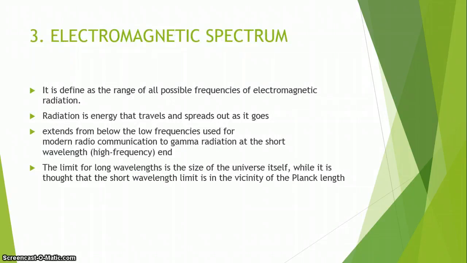Okay, the third question is the electromagnetic spectrum. It is defined as the range of all possible frequencies of electromagnetic radiation. This radiation is defined as the energy that travels, and it spreads out energy as it goes. The limit for long wavelength is the size of the universe itself, which means it may be up to thousands of kilometers, while the short wavelength limit is thought to be the vicinity of the Planck length, which is very small indeed.